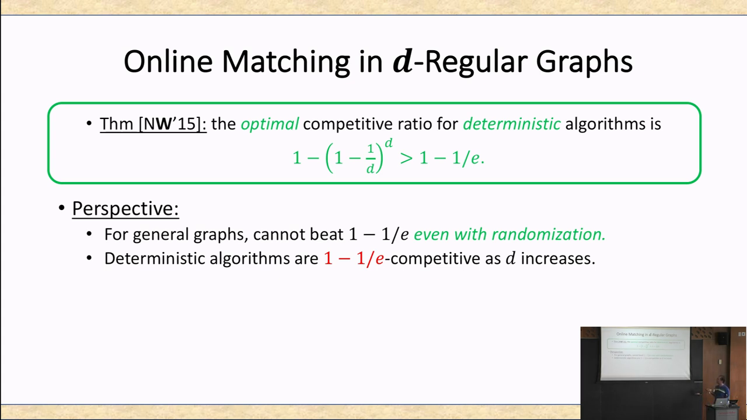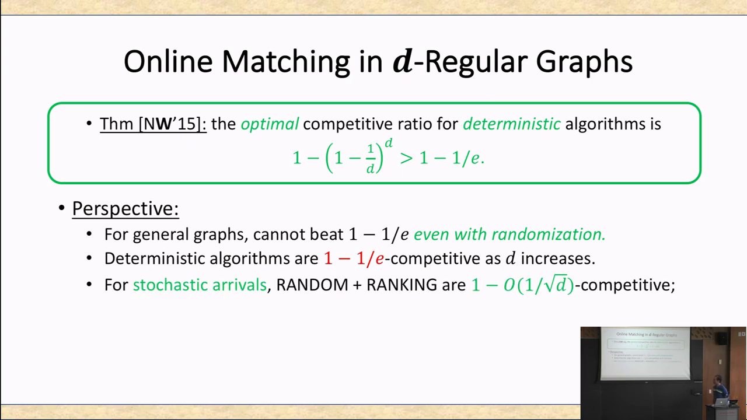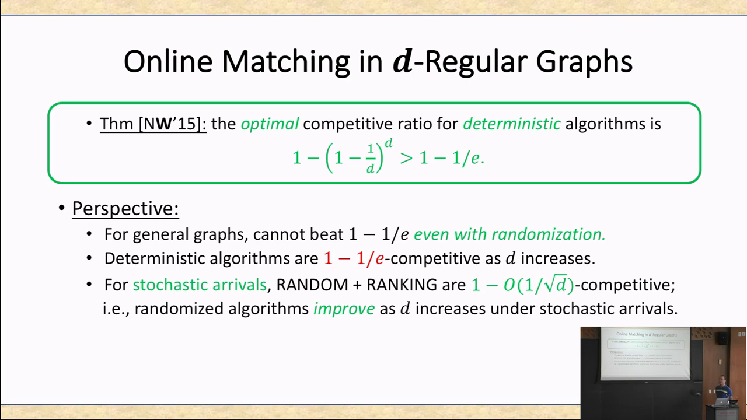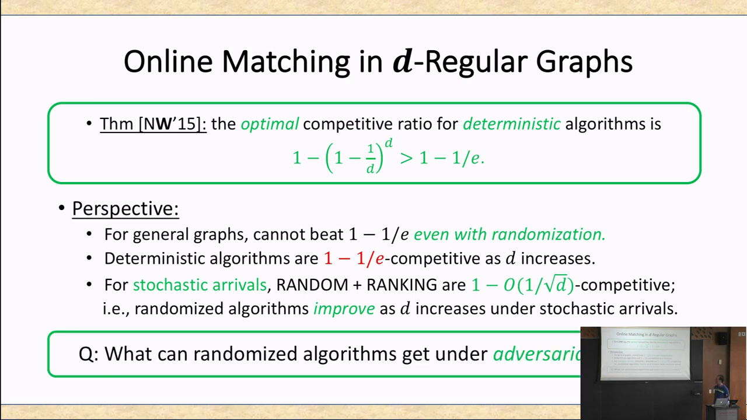For stochastic arrival models, the random algorithms we discussed earlier, random and ranking, in different stochastic arrival models are 1 minus order 1 over square root of d competitive. That means as d increases, the problem gets easier under random arrivals. So this begs the following question: what can we do with randomization? What can randomized algorithms do under adversarial arrivals? Question clear?